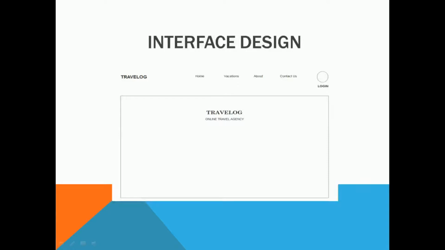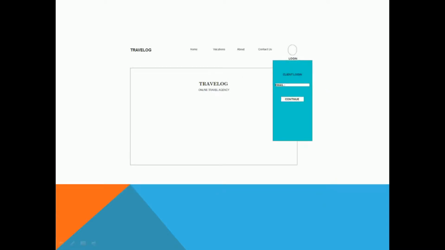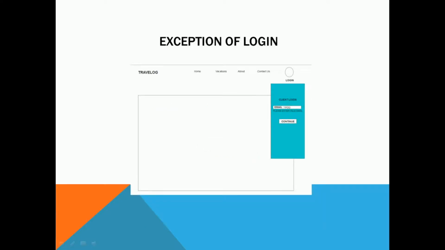This is the interface design of the use case of login. This is a login. You can see the login. The admin will click the login and then it will appear like this. Admin will enter the email and click continue, and then it will give the admin the choice whether to choose manage package or report. And then this is the basic flow and the alternate of the use case specification.